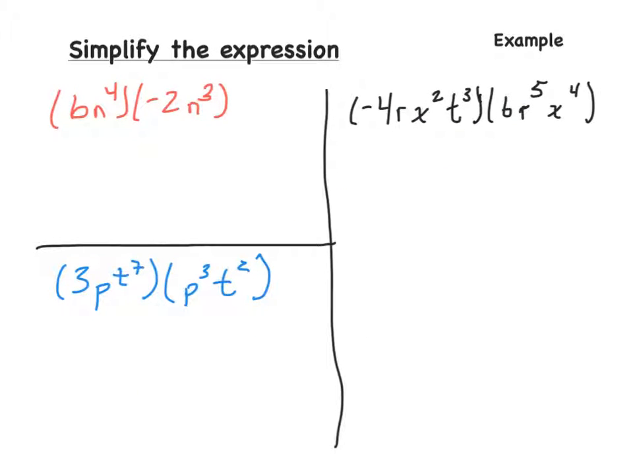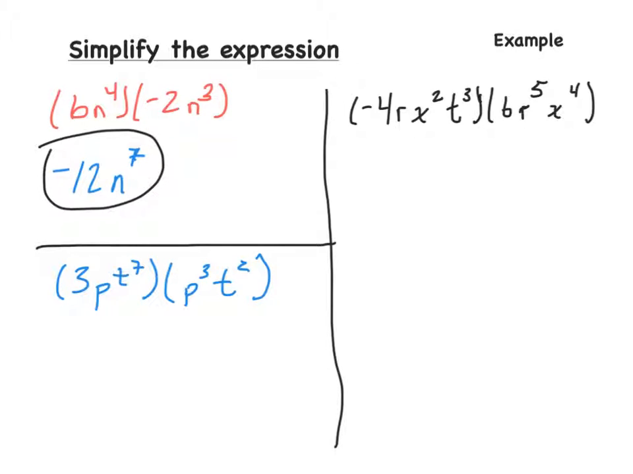So now we're going to simplify some expressions. I'm going to do the first two, and then you're going to do the one in black. If we have 6n to the 4th times negative 2n to the 3rd, remember we're multiplying. First, we have some whole numbers. Let's just multiply them. So 6 times negative 2 is negative 12. Now we have n to the 4th, and we're multiplying it by n to the 3rd. Since they're the same base, all we have to do is add the exponents together, so that's n to the 7th. That is our final answer.